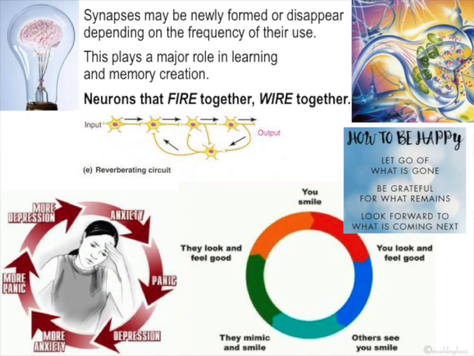One phrase that I really like is that neurons that fire together wire together. What that means is if we send an impulse from one neuron to the next neuron, to the next neuron, to the next neuron, over time, that thought is strengthened.